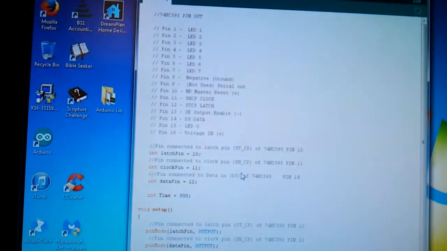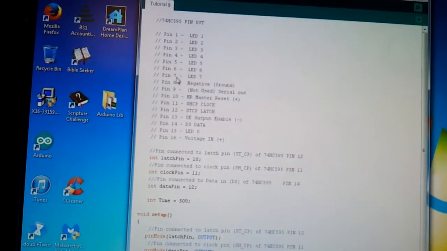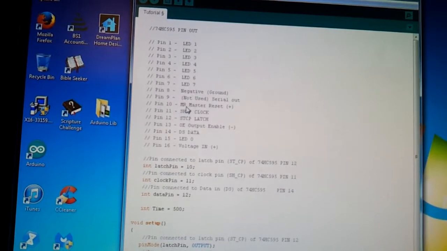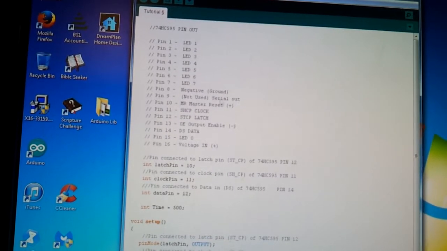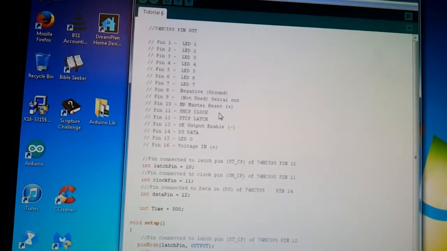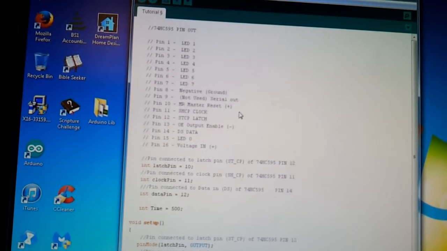And here's the code for it. Okay, so pin 1 is LED 1, pin 2 LED 2, 3, 4, 5, pin 7 is LED 7, pin 8 is negative or ground. Pin 9 is not used, that's serial out. You just leave it blank, don't do anything with it. Pin 10 is the master reset, so you keep that positive in your circuit. I'll make it negative to reset, but pull it up to positive.